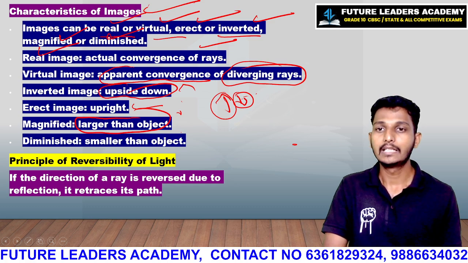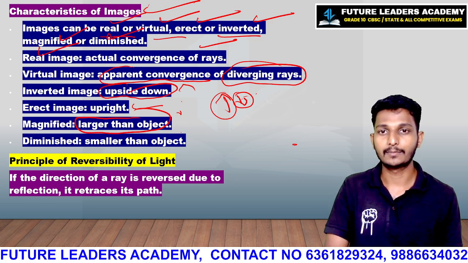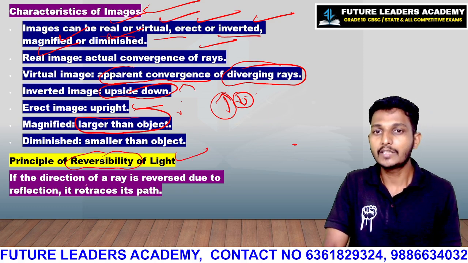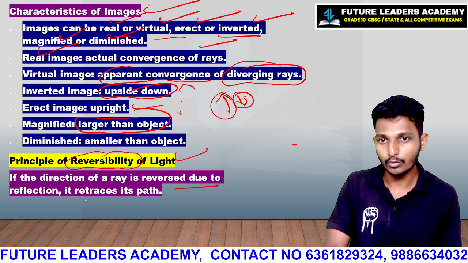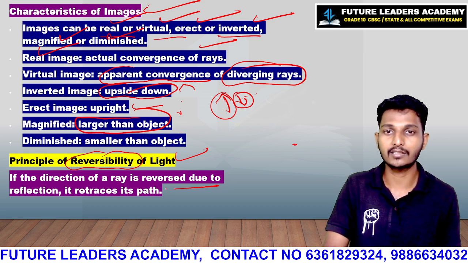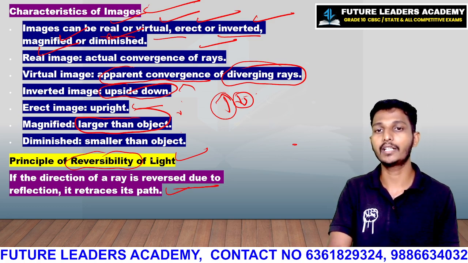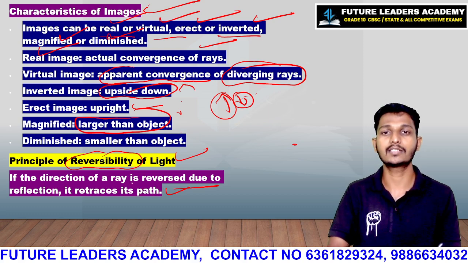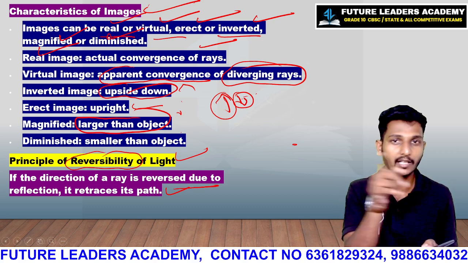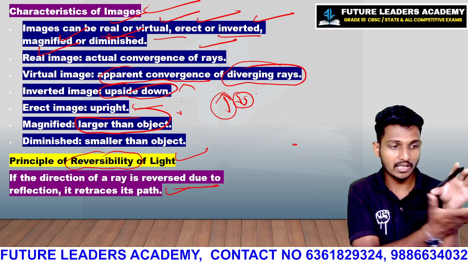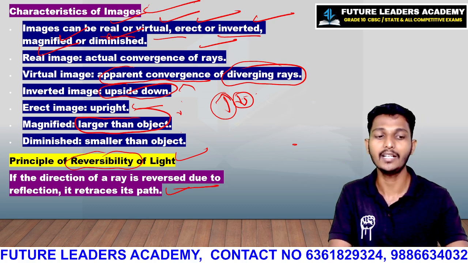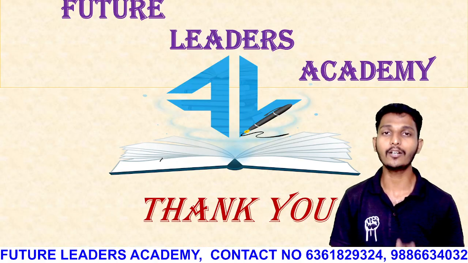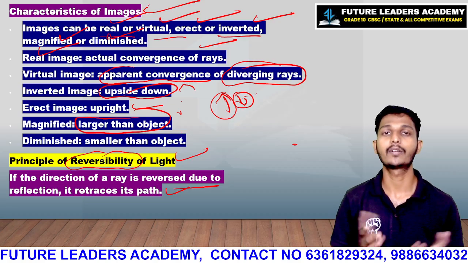Then the principle of reversibility of light. If the direction of a ray is reversed due to reflection, it retraces its path. It happens when it passes from a curvature, it will retrace its direction. Understand? That is also there in the rule. We will discuss it. So this is today's class, whichever we have discussed.